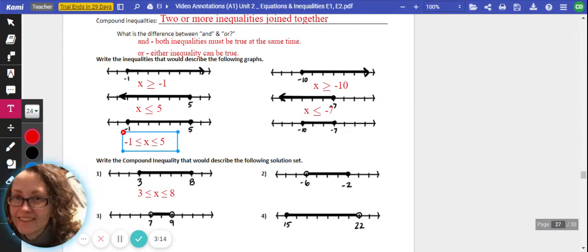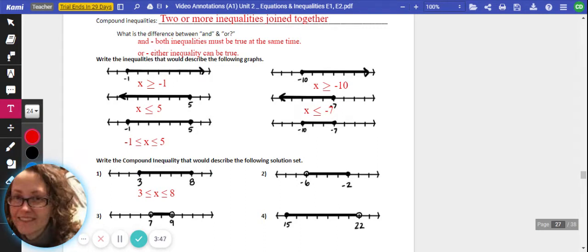And that is represented by -1 is less than x, or I could read that from my variable, which is our best representation of what's happening in the shading, that x is greater than or equal to -1, which puts us to the right of -1, and x is less than or equal to 5, which puts us to the left of the 5. Where are those both true is just in between.